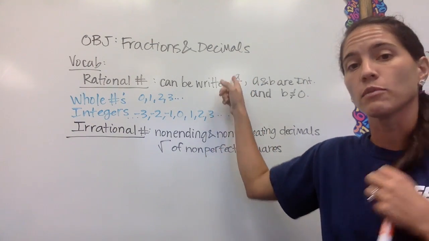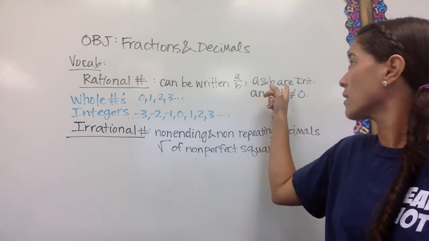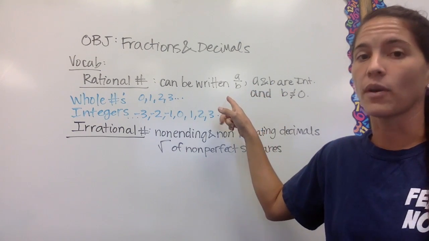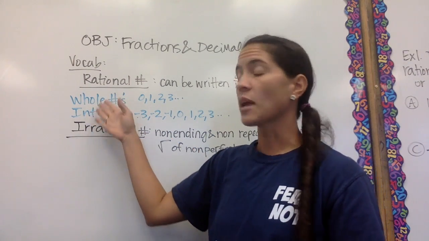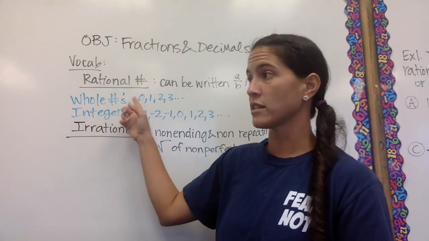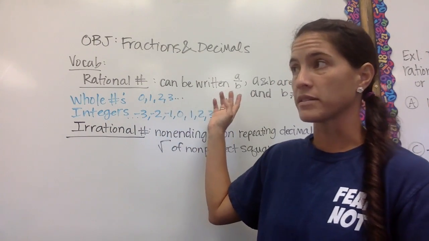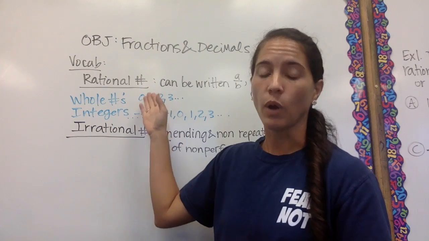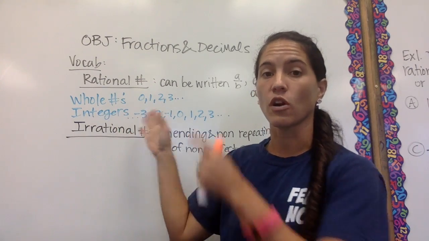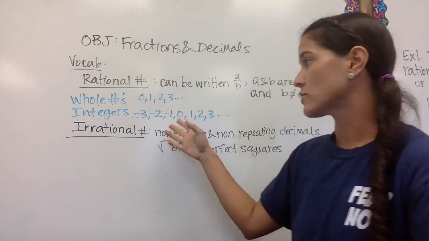So if you can write any number as a fraction using positive and negative whole numbers and not 0, then that's a rational number. So some subgroups of rational numbers include whole numbers like 0, 1, 2, 3, 4, all the way to positive infinity. And integers are positive and negative whole numbers. So whole numbers are positive, integers are positive and negative whole numbers.